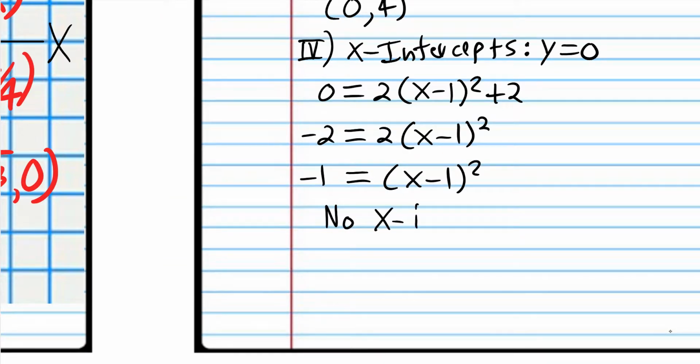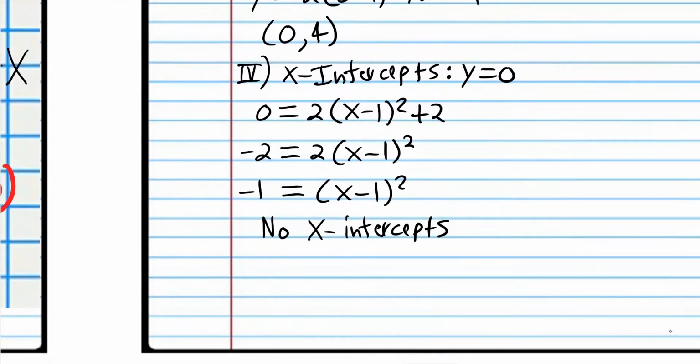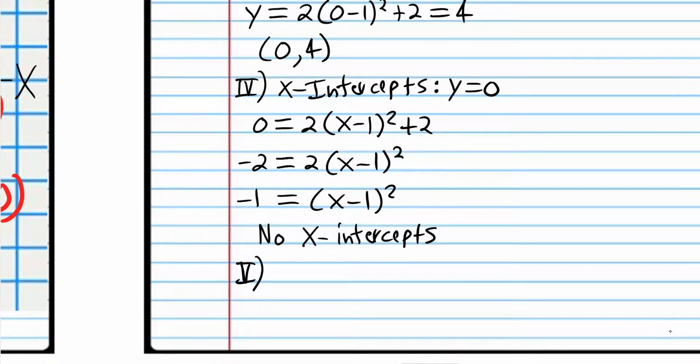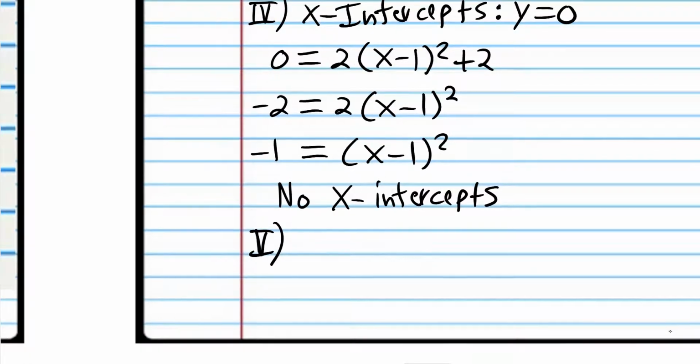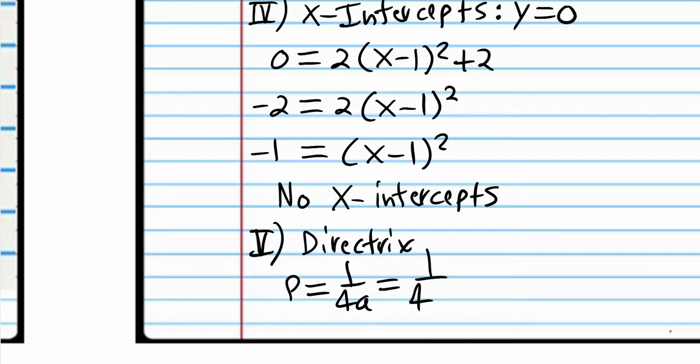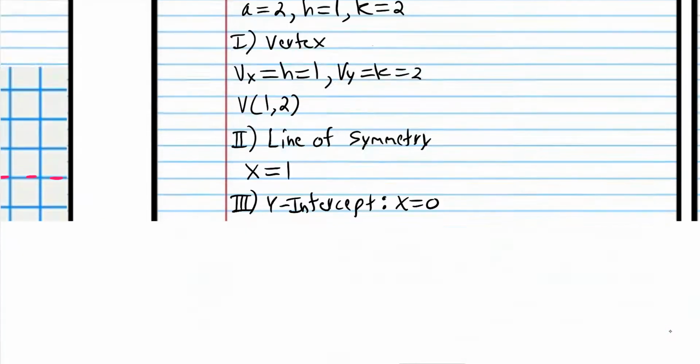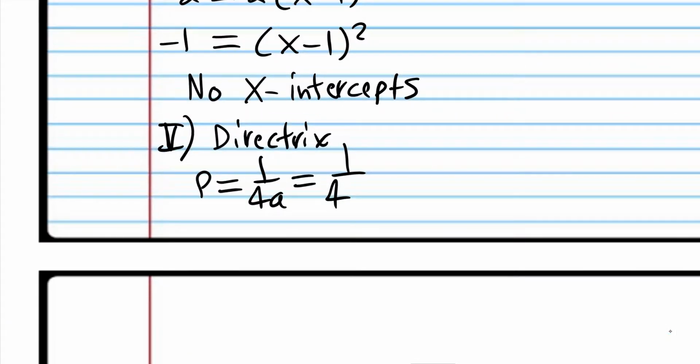No x-intercepts. So remember I told you that this problem is not going to have any x-intercepts. Well, this is what tells you. Okay, so part 5, we're going to find the directrix. And to do that, we're going to find p, which is 1 over 4a, so we have to plug in a. Up here we see a is 2, so we plug in 2 there, and we get 1 over 8.